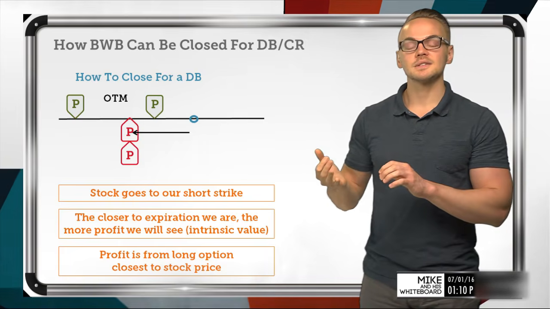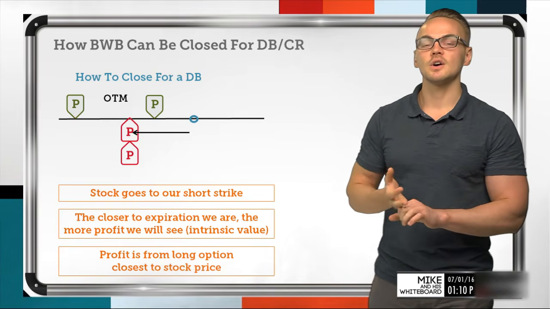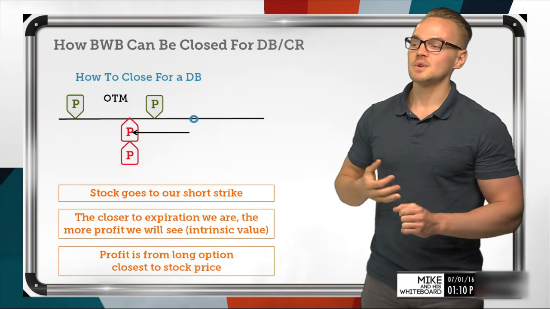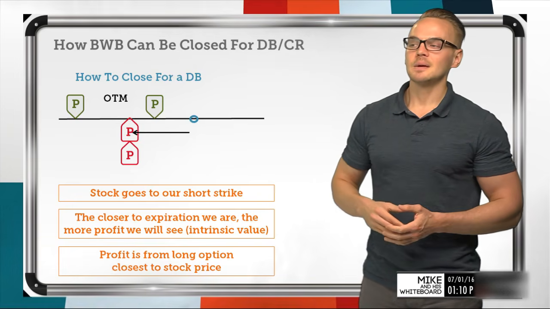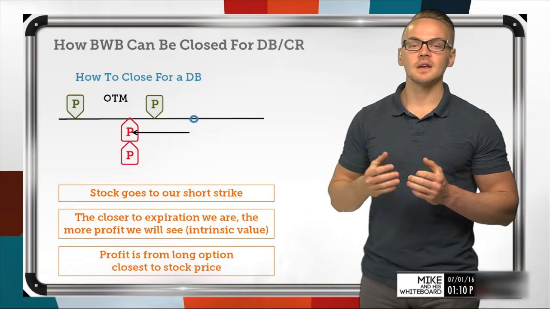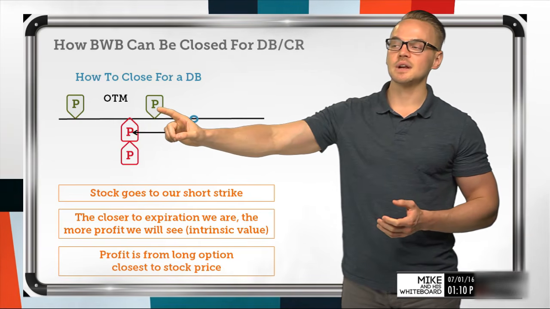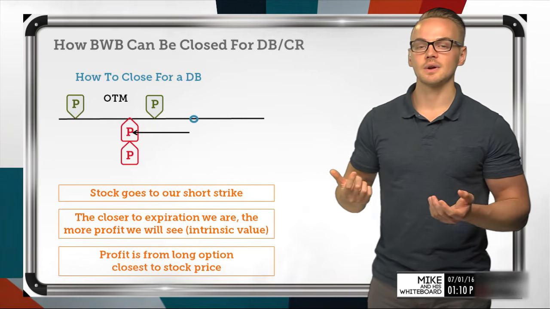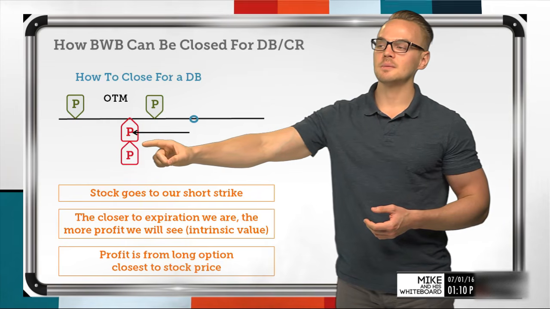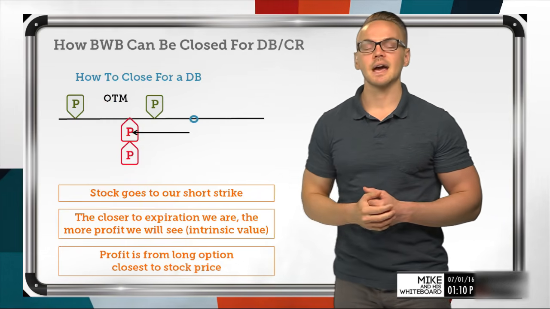Now it is pretty rare because we need both of those things to be correct. We need our stock price to be right where we want it, and we also have to be close to expiration. So it is pretty rare for this to happen, but the closer to expiration we are, the more profitability we're going to see. Because again, this option is going to be trading for intrinsic value, which is going to be great. And these options are going to be more and more worthless the closer we get to expiration.